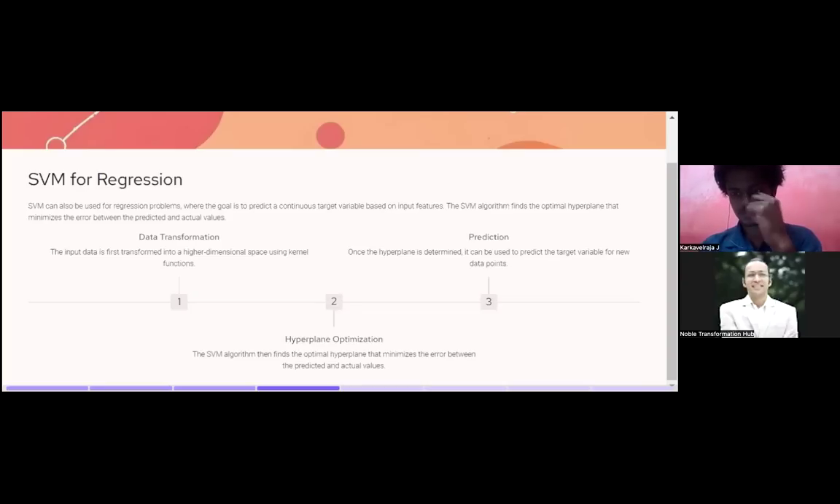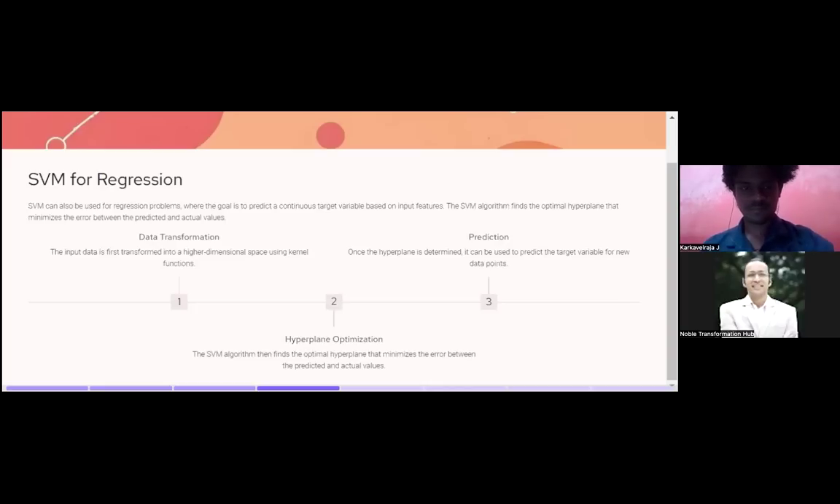Regression, you know what it is. It is regressing till you reach the optimal outcome. We have to regress again and again. SVMs can also be used for regression problems where the goal is to predict a continuous target variable based on input features.